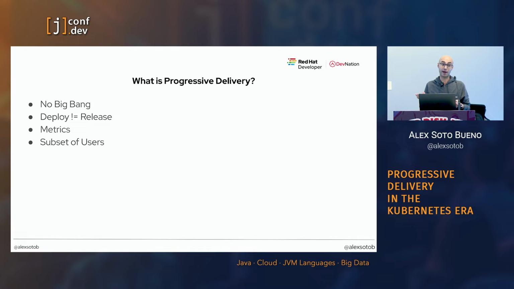How can you know that? By measuring. And you can measure using metrics. Metrics are really, really important because they tell you if your application is working correctly, and you can start or increase the release process, or stop it.